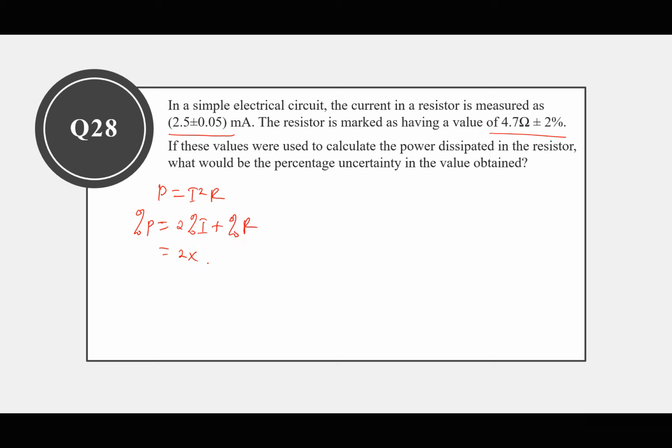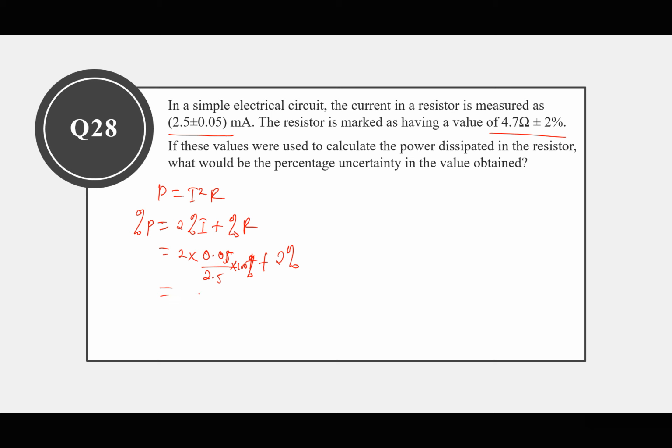So this will be 2 times the percentage in I, absolute 0.05 divided by 2.5. Of course, this is times 100 to change it to percentage, plus for the resistance, this one has been given as percentage, so I'll just say plus 2%. So we simplify, press the calculator.